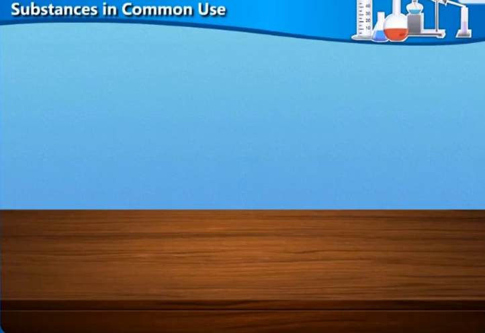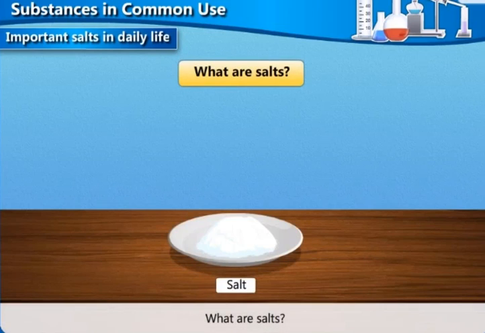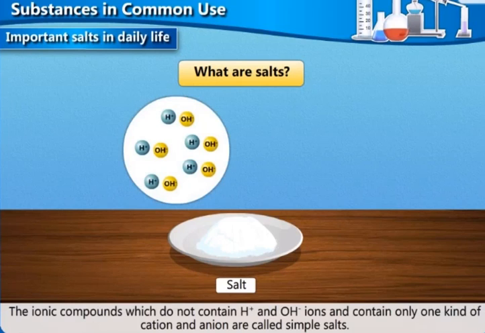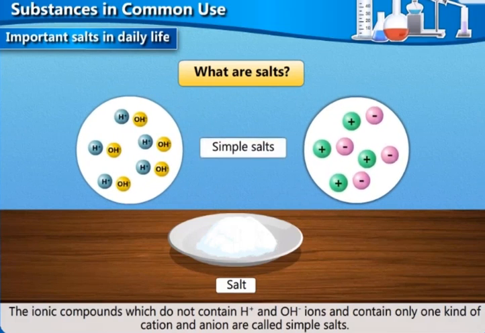Substances in common use. Important salts in daily life. What are salts? The ionic compounds which do not contain H plus and OH minus ions and contain only one kind of cation and anion are called simple salts. Now, why are they saying they do not? These salts are ionic compounds which do not contain H plus and OH minus ions.